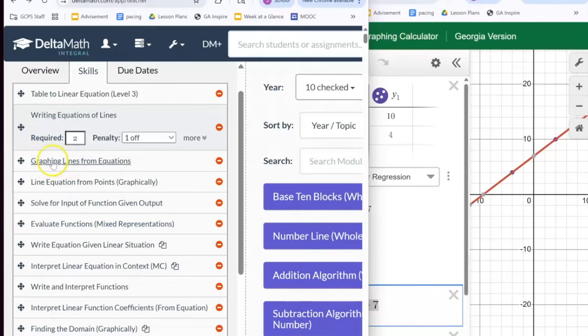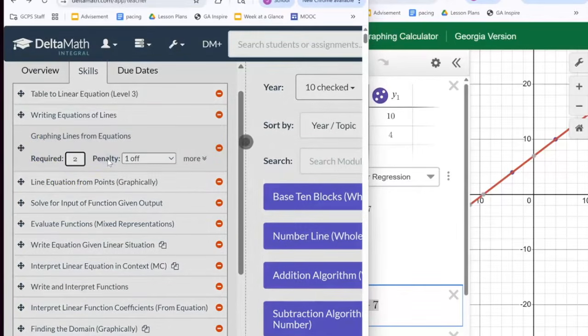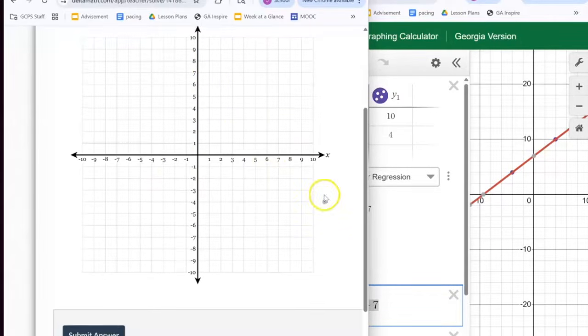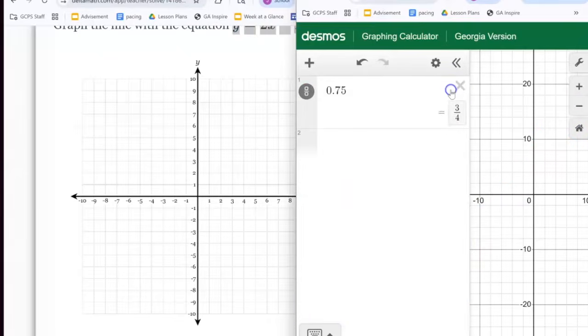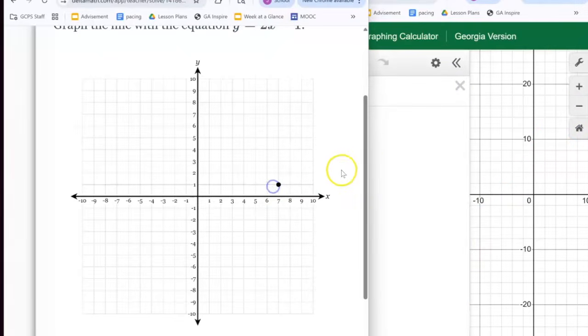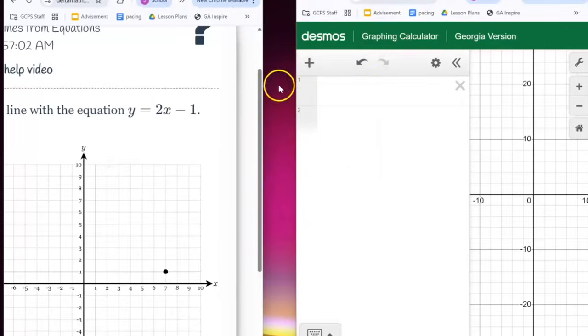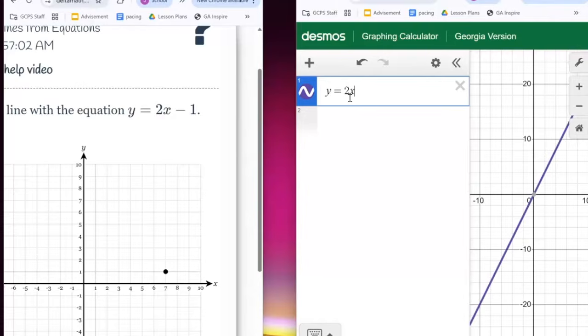Moving on to the third question, graphing lines from equations. All right, you are given an equation this time, and you are asked to graph it. So let's go ahead and put our equation into decimals for us so that we can just see what it is. So this is y equals 2x minus 1.